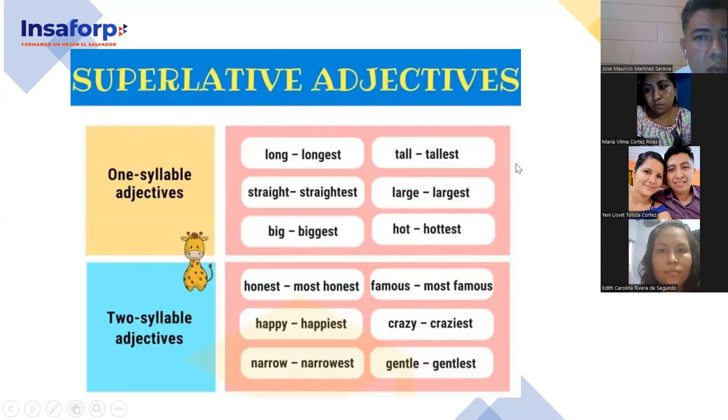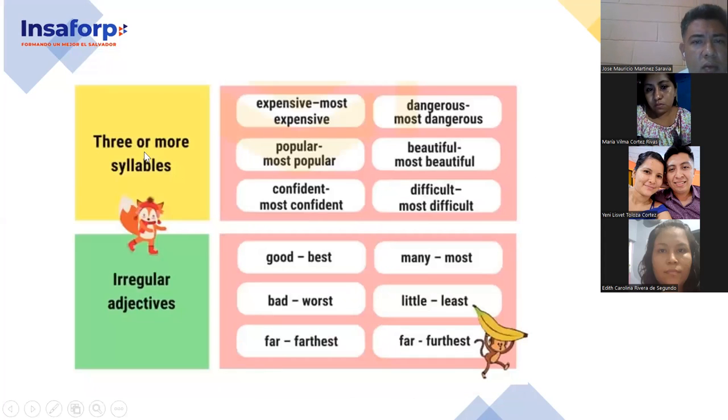Let's take a look at other adjectives with three or more syllables. Expensive, most expensive. Dangerous, most dangerous. So all of these go with "most", if you notice, right? We don't do anything else with the adjective. We just write "most" at the beginning.